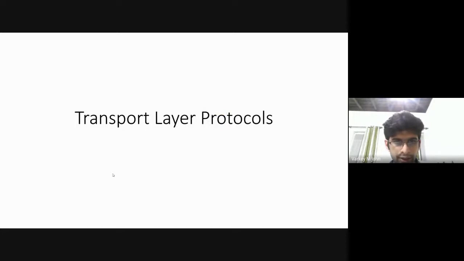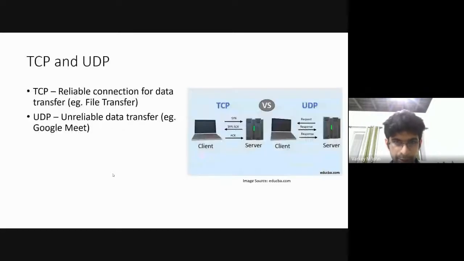And then the transport layer protocols. The transport layer protocols are TCP and UDP. TCP is used for reliable connection for data transfer. It checks if the data is actually received by the server or not. UDP is unreliable. For a TCP connection, it makes a connection first, then sends the data. So it sends a SYN, then the server says it accepted the SYN, then you acknowledge that, and then you send the data like that.